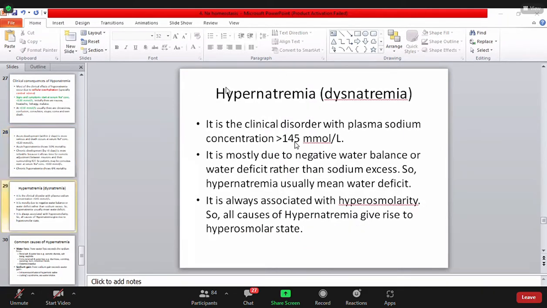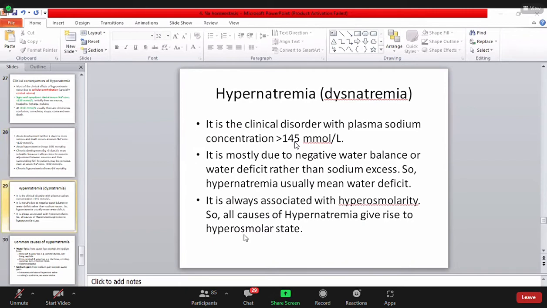Now hypernatremia. This is also dysnatremia because there is abnormality or dysfunction in the serum sodium concentration. What is it? It is a clinical condition with plasma sodium concentration more than 145 millimole per liter. And when it occurs, it is due to negative water balance or water loss rather than sodium excess. So hypernatremia usually means water deficit, as hypernatremia mostly occurs in water deficit condition.